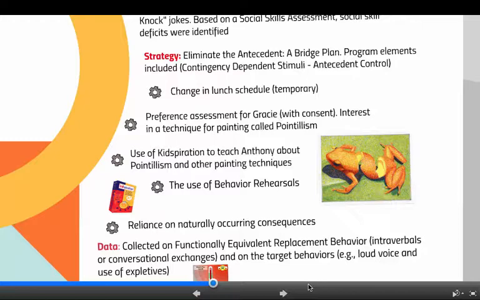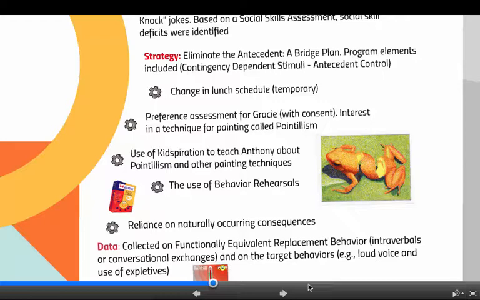What I'm about to tell you was done on a very temporary basis. And then I'll get into the long-term strategy. The starting point for us was to change Anthony's schedule for lunch. That way we could completely avoid Gracie entering into the cafeteria and the behaviors occurring. And that worked for us.